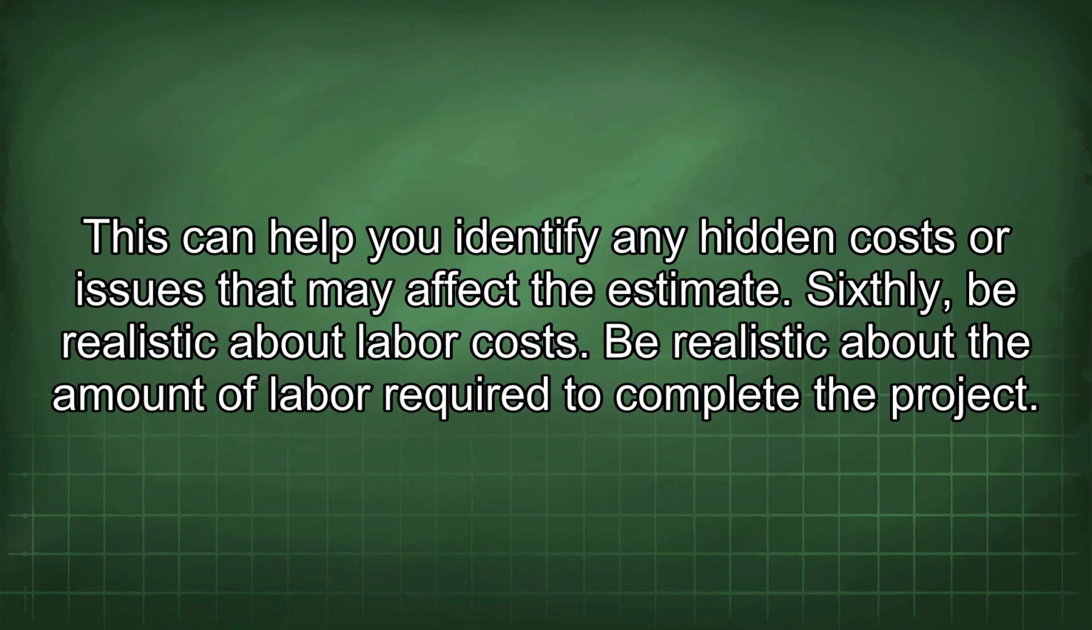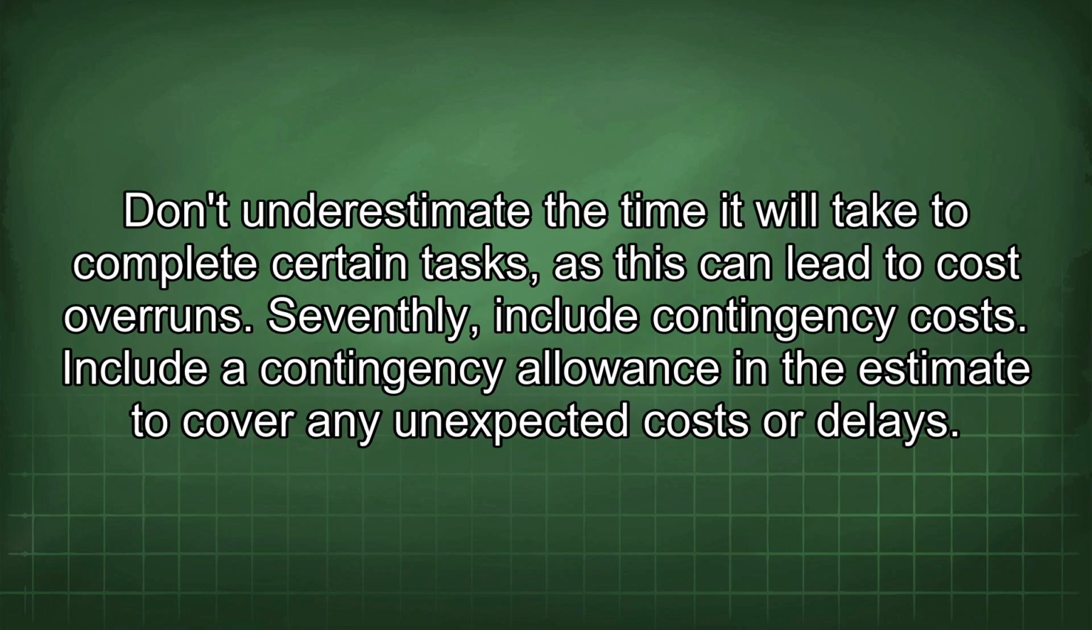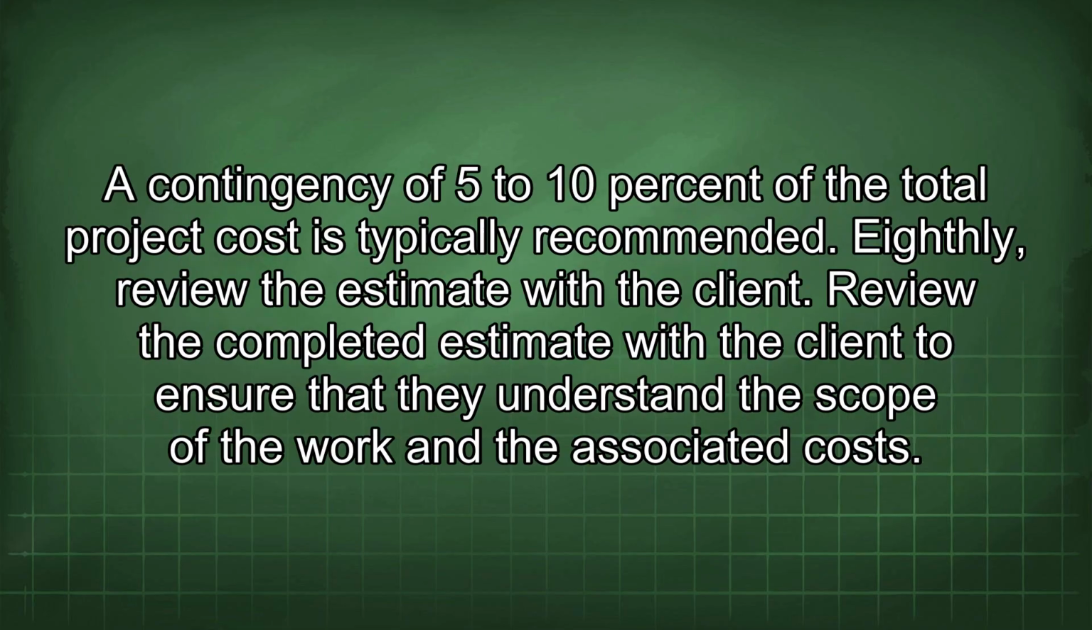Sixthly, be realistic about labor costs. Be realistic about the amount of labor required to complete the project. Don't underestimate the time it will take to complete certain tasks, as this can lead to cost overruns. Seventhly, include contingency costs. Include a contingency allowance in the estimate to cover any unexpected costs or delays. A contingency of 5 to 10% of the total project cost is typically recommended.